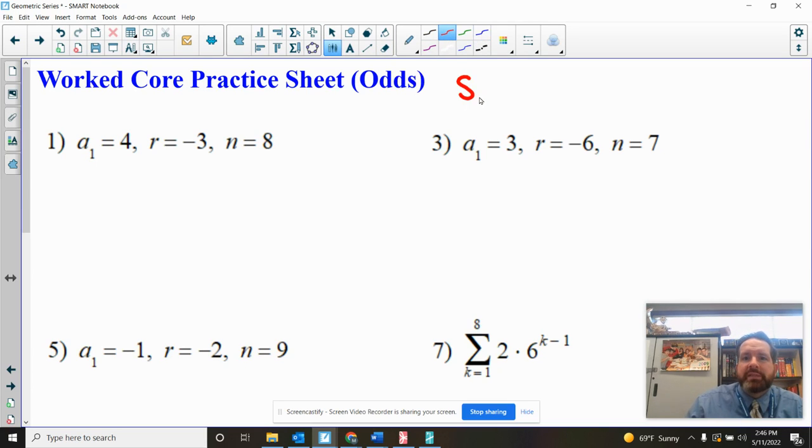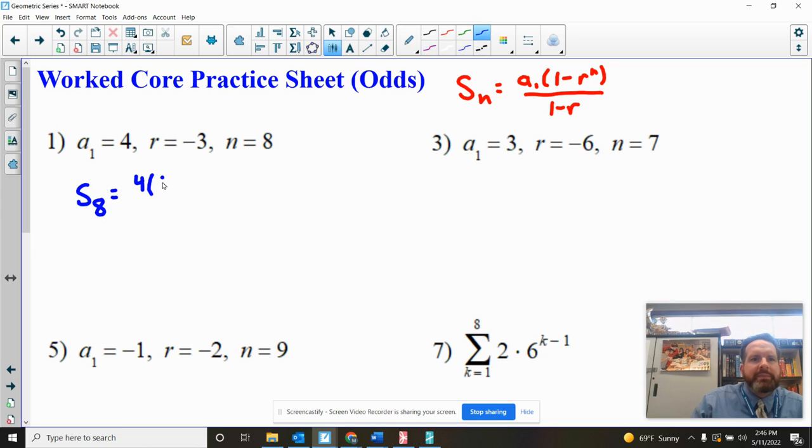So just as a reminder, the sum of the first n terms of a geometric series is a1 times 1 minus r to the n power over 1 minus r. All right, let's put things where they go. So the sum of these first 8 terms is going to be the first term times 1 minus.